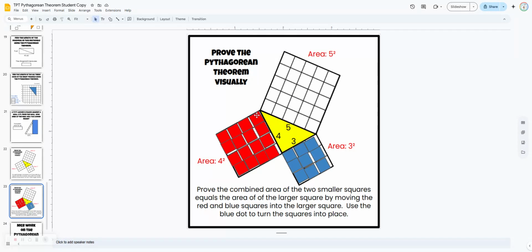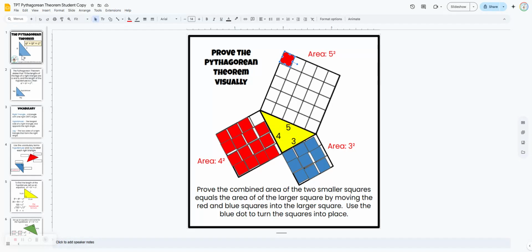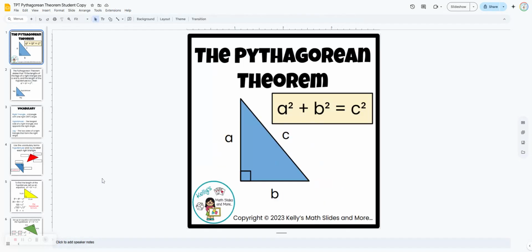And they're going to do this by just clicking and holding on each one of these squares. They're going to use this little blue circle to turn it into place. And they're going to see if every single one of these squares will fit into the larger square, red and blue. So that just proves the Pythagorean theorem visually. So this is a digital lesson on the Pythagorean theorem.